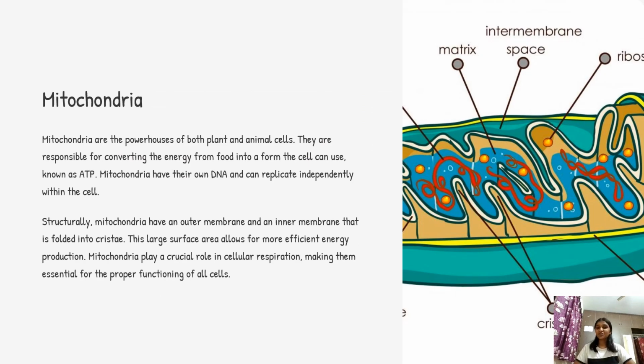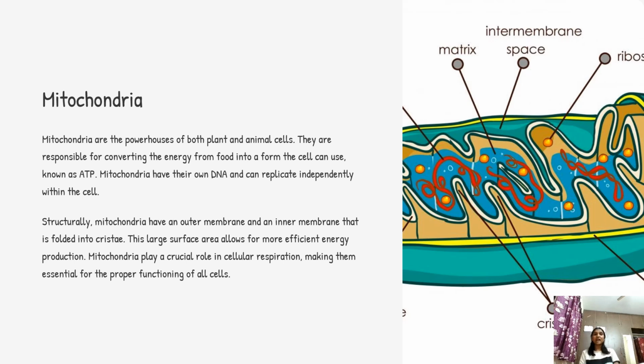Mitochondria, which we all know is the powerhouse of the cell, for both plant cell and animal cell. They are responsible for converting the energy from food into a form of energy that the cell can use, which is known as adenosine triphosphate, that is ATP. Mitochondria have their own DNA and they can replicate independently within the cells.